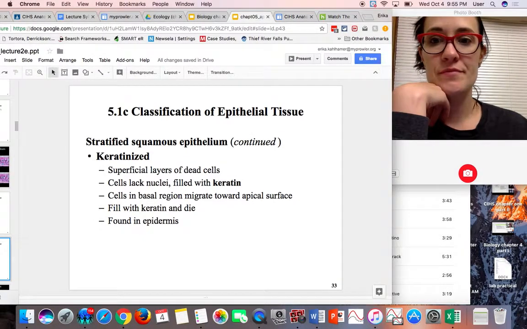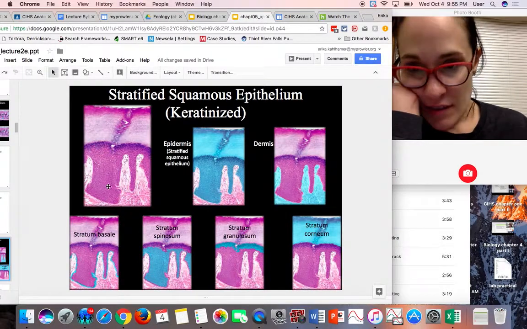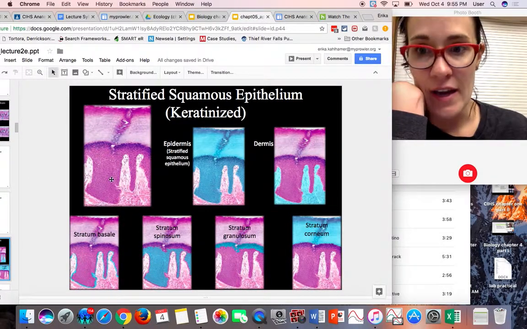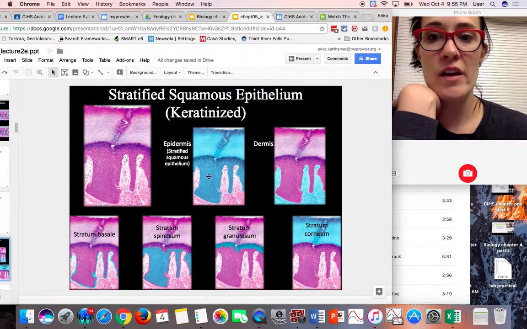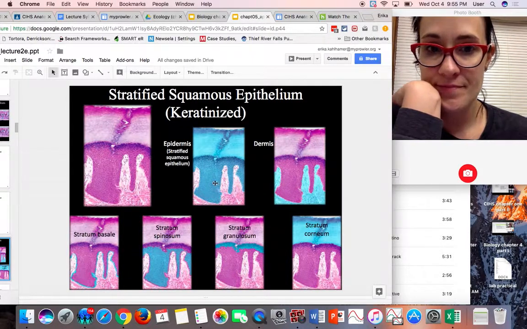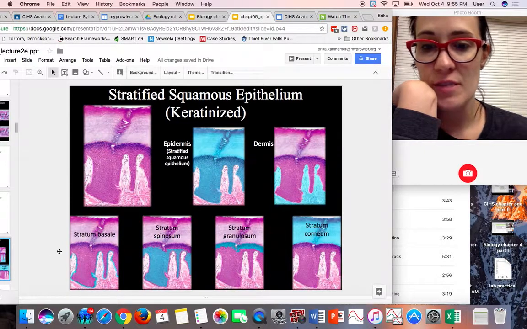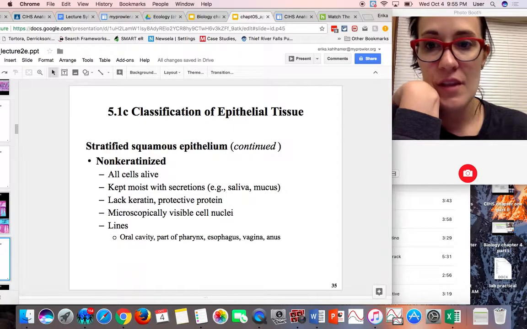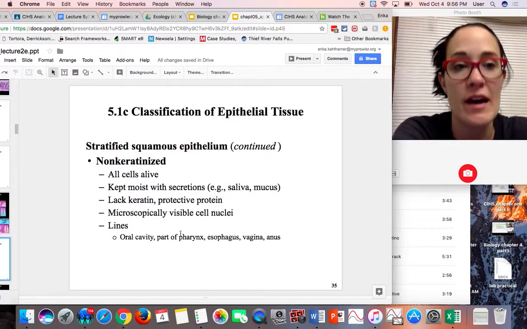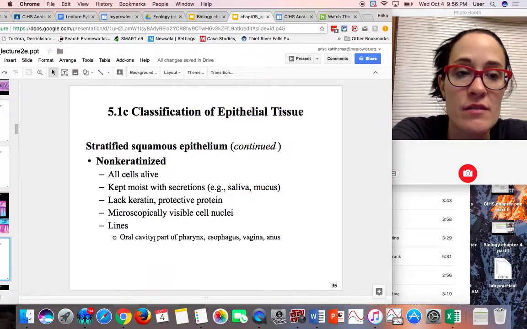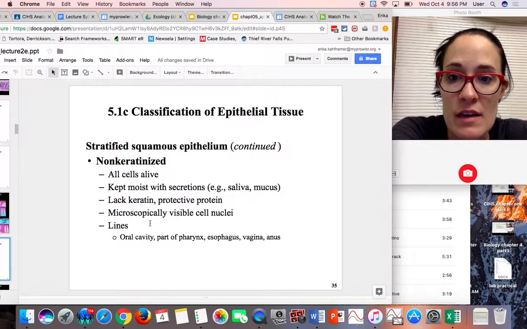All right. So here, this wavy purple line, woohoo! Epidermis is stratified squamous epithelium. Epidermis is below. Non-keratinized stratified squamous, all the cells are alive. Okay, so there's no keratin, no dead cells.